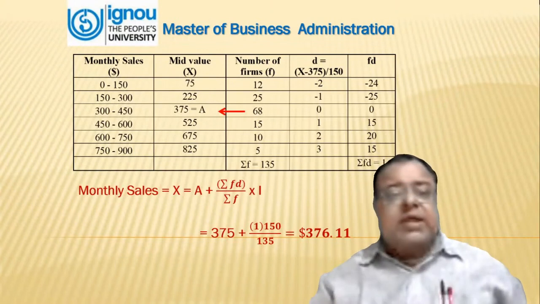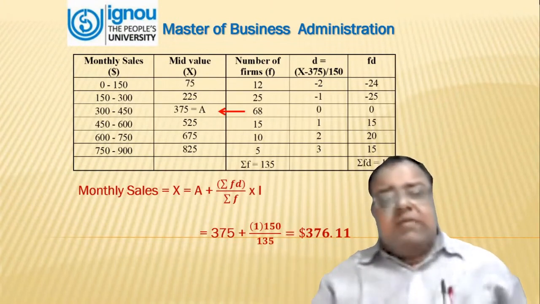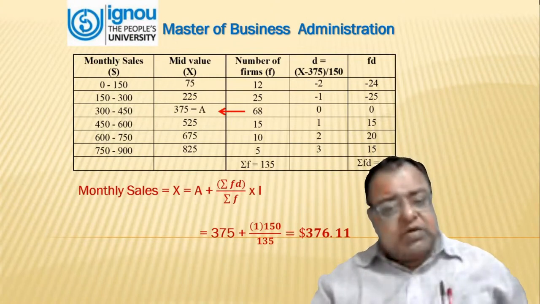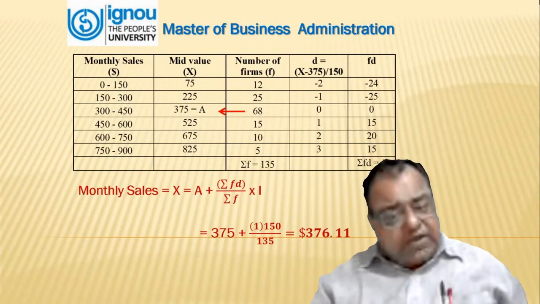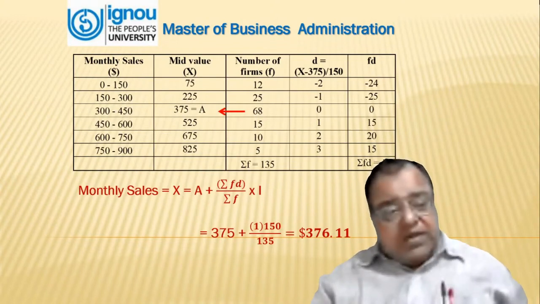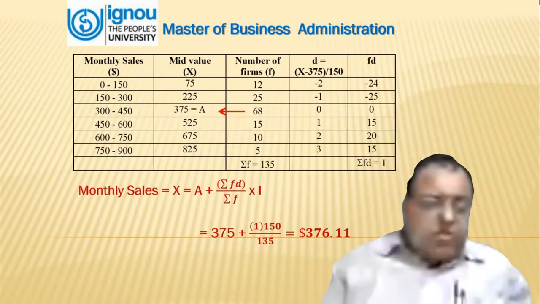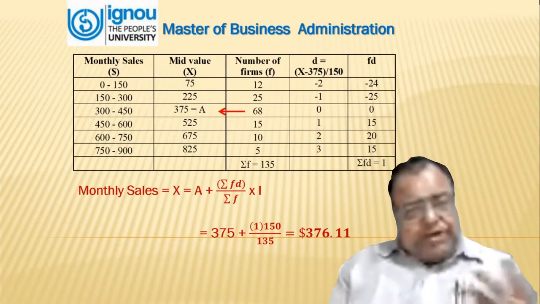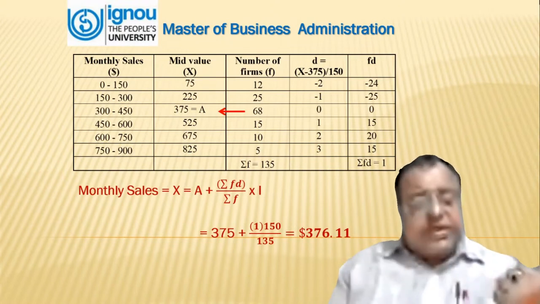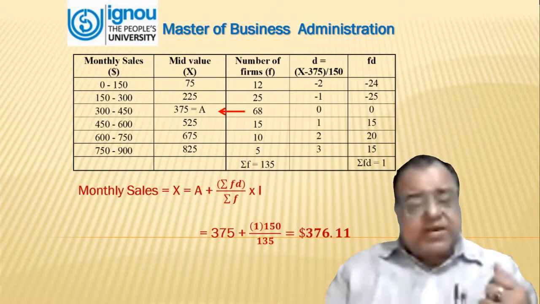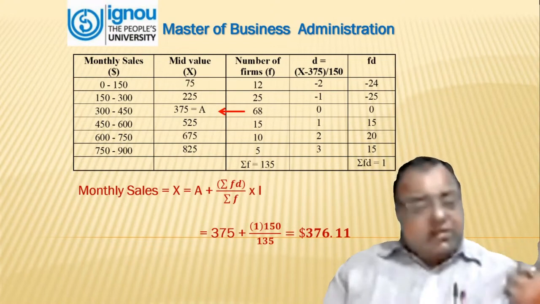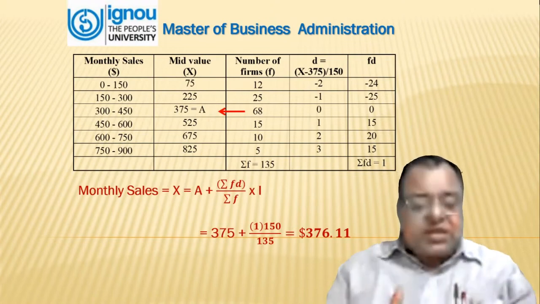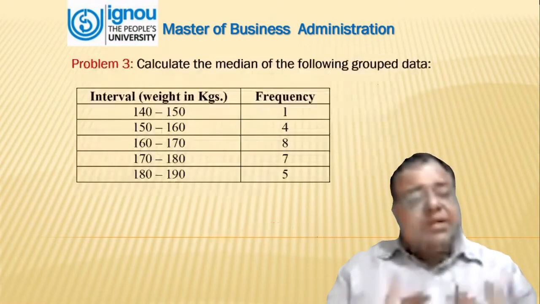Then we will be calculating f into d. We get all the 6 values, and we will be summing it up. We get summation fd equal to 1. Summation f is 135. Now, what is the formula? If we go back to the theory, x bar is equal to a plus summation fd upon summation f into i. a is 375, summation fd is 1, i is 150, and summation f is 135. Calculating, we get 376.11. That is the monthly sales.